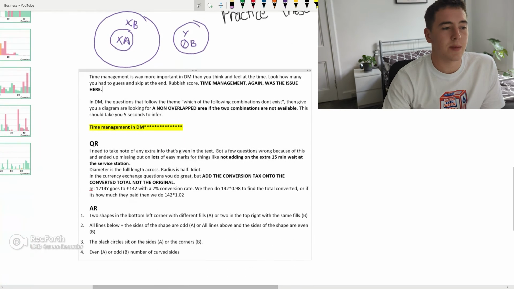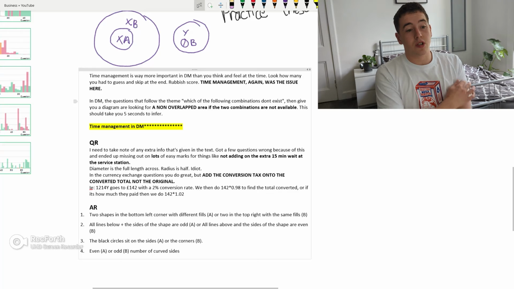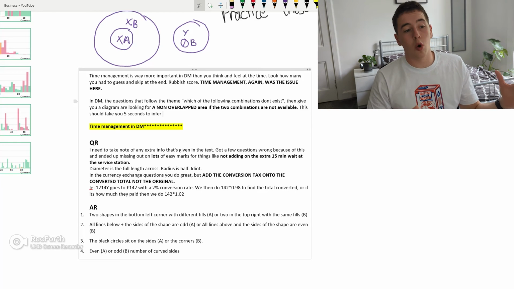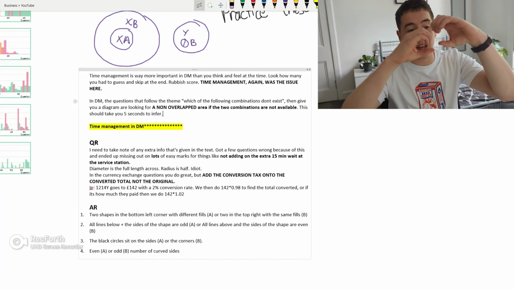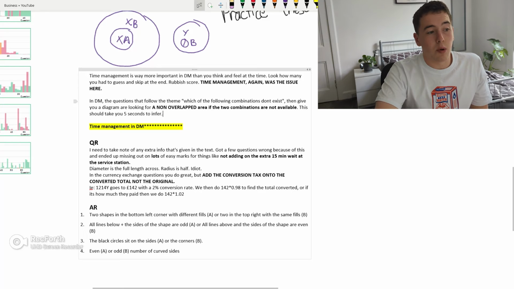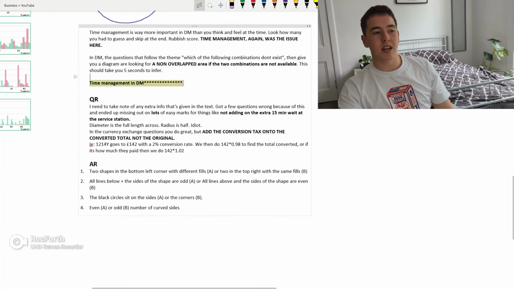And then the last thing I said about decision making is, in the questions that follow the theme of which combination does not exist, and then they give you a diagram, you're looking for a non-overlapped area of the two combinations. So for example, it would be something like that. The two combinations are not available, and it should not take you long to infer at all. And I just mentioned how important time management is.